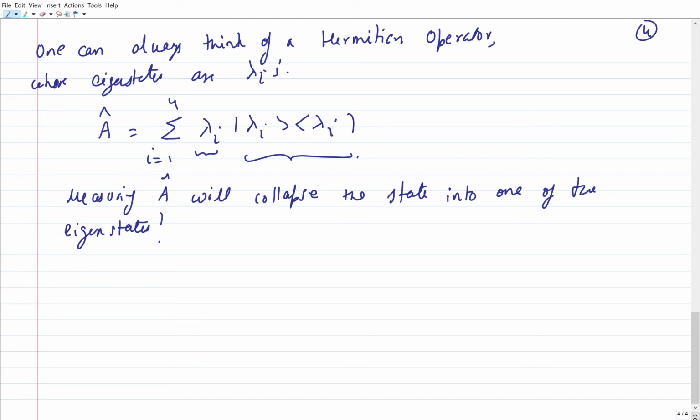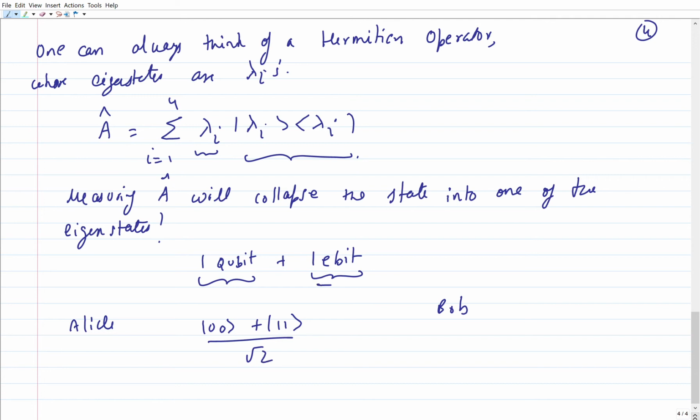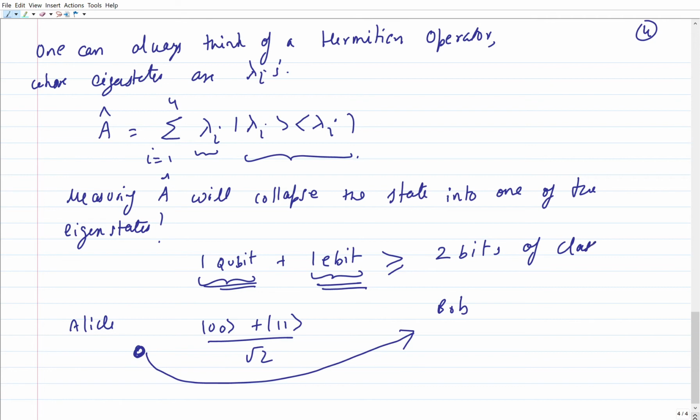The message of the above protocol is one qubit plus one e-bit. By e-bit I mean Alice and Bob were sharing an entangled system that was called the e-bit. So one e-bit of shared entanglement plus one qubit of quantum communication. Remember, Alice will send her half of the qubit to Bob after doing some operation. This is 2 bits of classical information. I put this greater than sign here. It doesn't mean greater than or equal to in your usual sense. It just means it accomplishes.